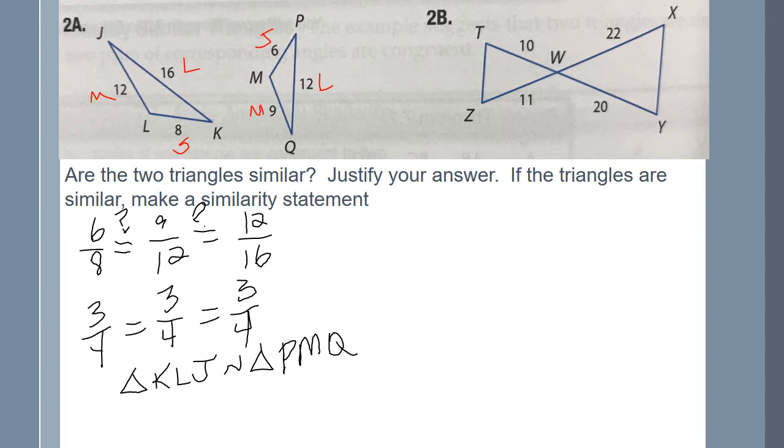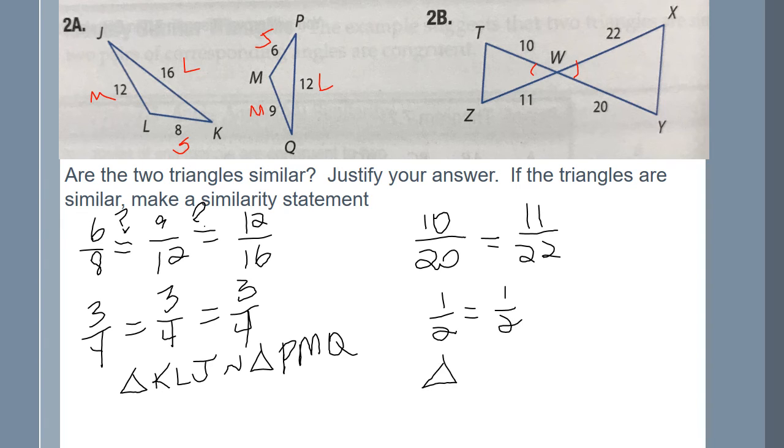All right, let's look at the next problem on the slide. We can see again we have vertical angles, right? So we know that we're going to be using side angle side similarity here. And we're going to want to put TW over YW. So 10 over 20, is that equal to 11 over 22? Well, no kidding, guys. Both of them are 1/2. Very good. You notice that. So we do have a similarity here.